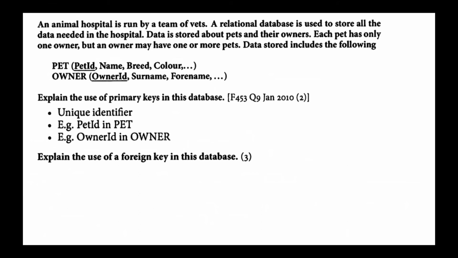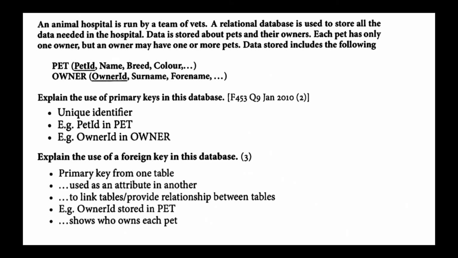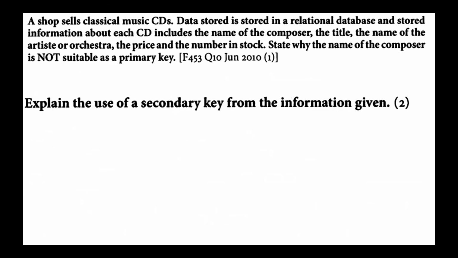Explain the use of foreign keys in this database. The primary key of another table. A primary key from one table is used as an attribute in another to link the tables. So for example, pet ID stored in pet shows who owns each pet.